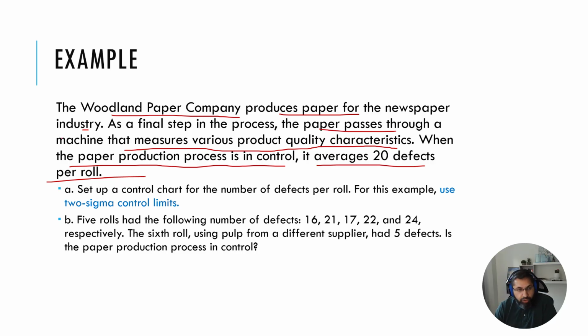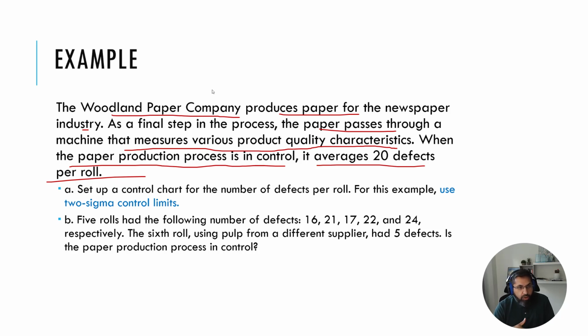And in each roll, instead of saying 0, 1, the roll is defective or not defective, you're counting the number of defects. The reason being in this example, a roll is so big that even with a few defects, it's going to be fine. It's still going to sell. It's very hard to produce a completely defect-free roll.